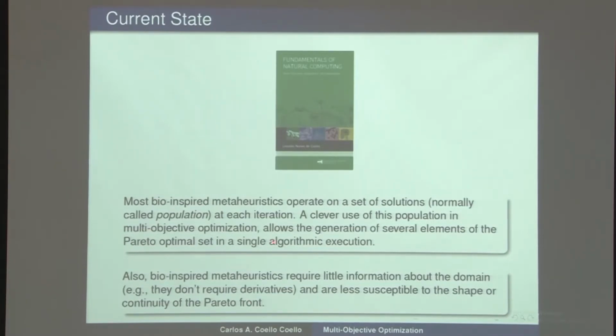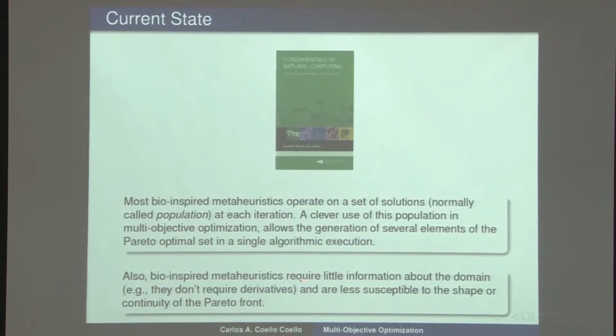Most of the bio-inspired metaheuristics we have operate on a set of solutions. This set of solutions is normally called the population. And this is the sample of the search space. So at each iteration, we use this population. And of course, a clever use of the population will allow the generation of several elements of the Pareto optimal set in a single execution. This is normally not possible in mathematical programming. So this is an advantage if we know how to manipulate this population.